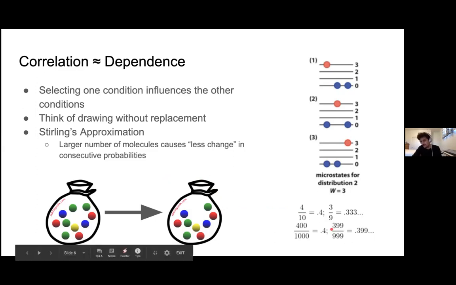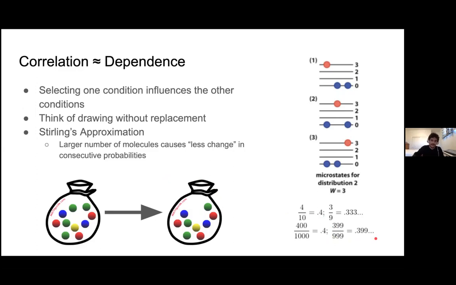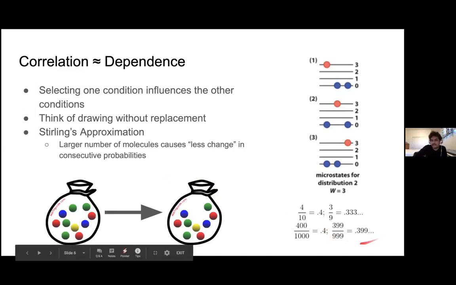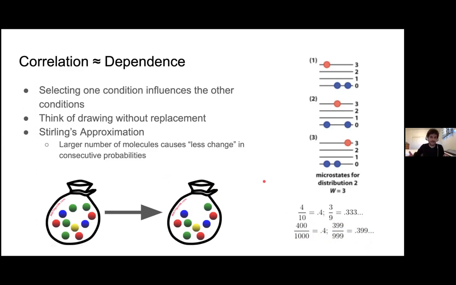Now you have 399 green marbles over a total of remaining 999 marbles. And we find that probability is equal to 0.399399 repeating. You see the probability still decreased, but not by as much, right? This number is a lot closer to our original probability of 0.4. And that's why Stirling's approximation is important, because at large numbers of molecules, this decrease in consecutive probabilities decreases. It becomes basically the same.